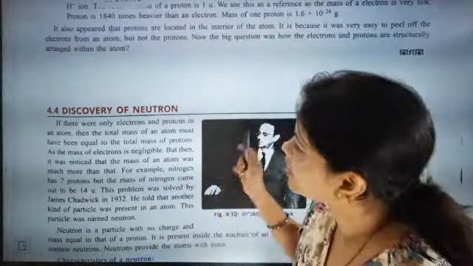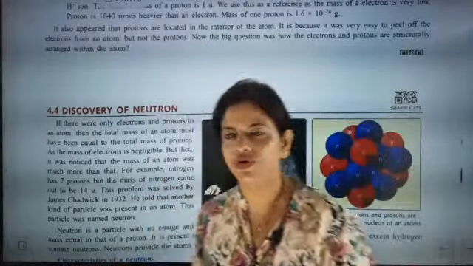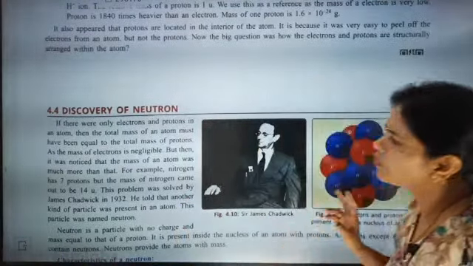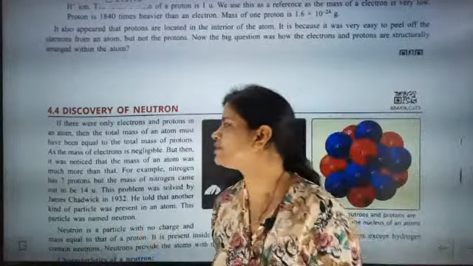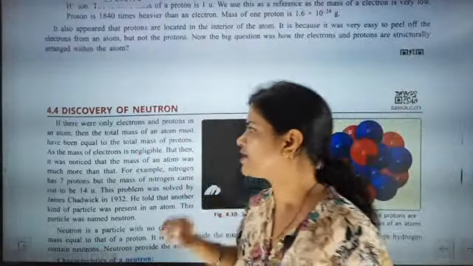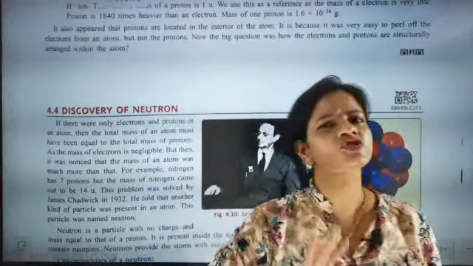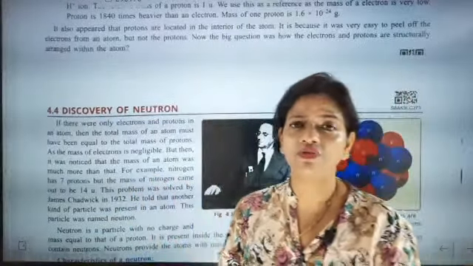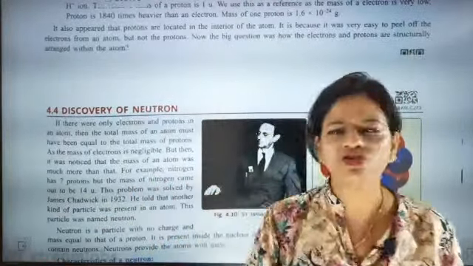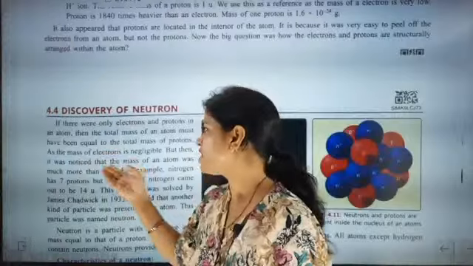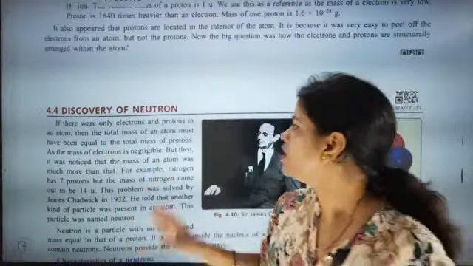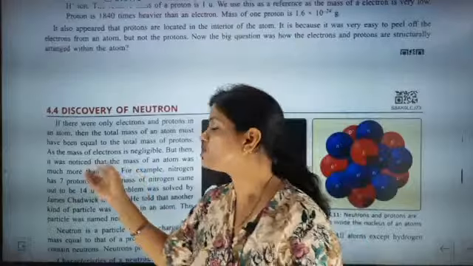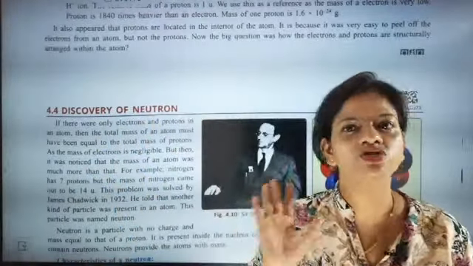Now we are going to understand the discovery of the neutron. So what happened actually? If there were only electrons and protons in the atom, then the total mass of the nucleus must have been the mass of protons. The mass of the electron is negligible. But then it was noticed that the mass of an atom was much more than the mass of only protons.